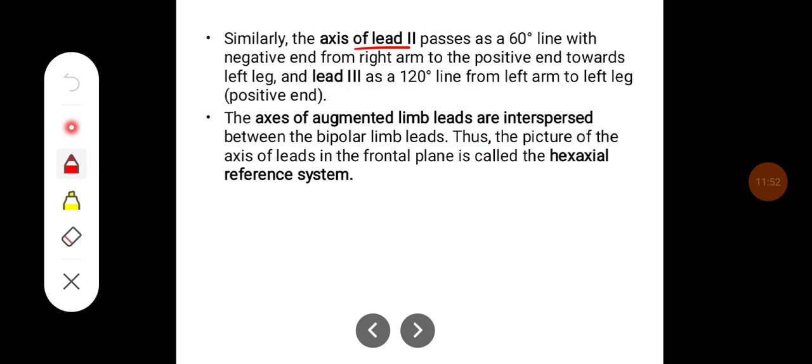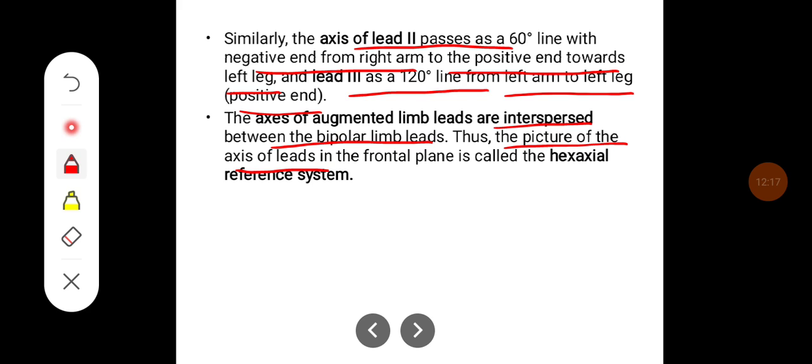Similarly, the axis of lead 2 passes as a 60-degree line with the negative end at the right arm and the positive end towards the left leg, and lead 3 as a 120-degree line from the left arm to the left leg, that is to the positive end. The axes of augmented limb leads are interspersed between the bipolar limb leads. Thus, the picture of the axis of leads in the frontal plane is called the hexaxial reference system.